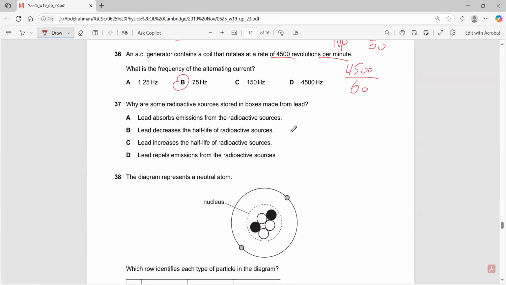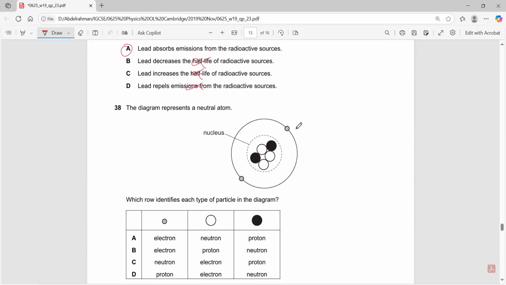Why are some radioactive sources stored in boxes made of lead? Lead absorbs emissions from the radioactive sources. Yes, this is correct. Lead decreases the half-life? No. Increases the half-life? No. Repels? No, it doesn't repel. It absorbs the emissions.